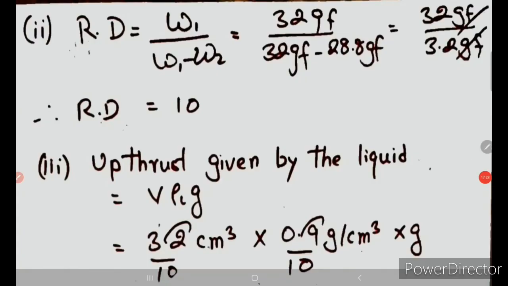Okay, coming to number 2, finding the value of relative density, again using the formula W1 upon W1 minus W2 and replacing the values, we shall get 10. Okay, this is very simple. I am not going through it because I hope you can do this kind of calculation. Coming to the last point, which is number 3, upthrust given by the liquid is V rho L g.